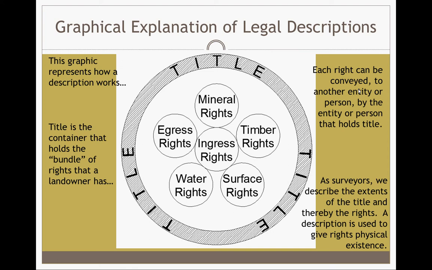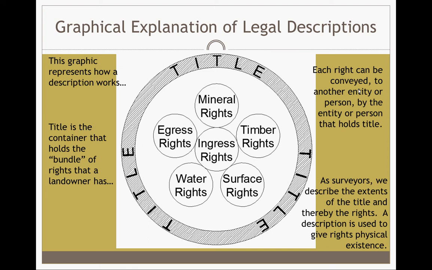Okay. Now each right can be conveyed to another entity or person by an entity or person that holds title. So for instance, if I want to give somebody the timber rights to my property, I can give them those rights by conveying those rights. And we'll talk about what the word convey means in a moment. But as surveyors, we're not really so much into the conveying as we are the extents of the ownership of the title. Where's the timber that I'm giving the rights to company B to gather timber from? What's the extent of the timber rights that I am conveying to timber company B?